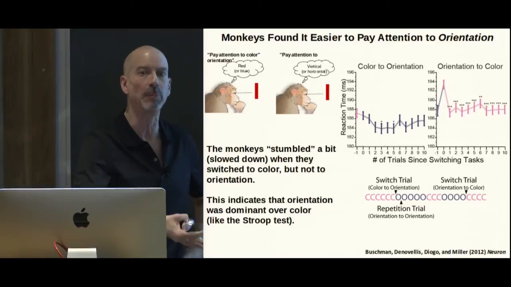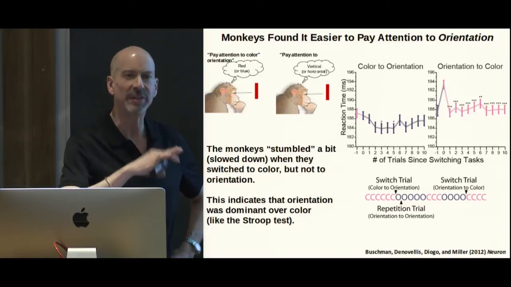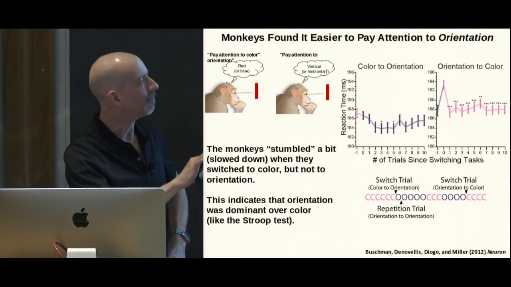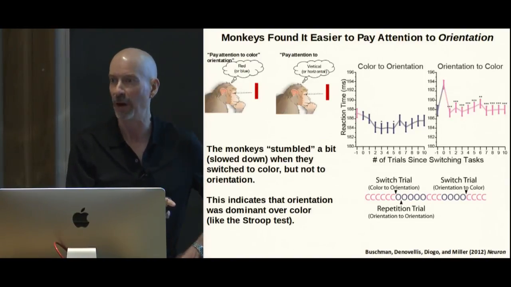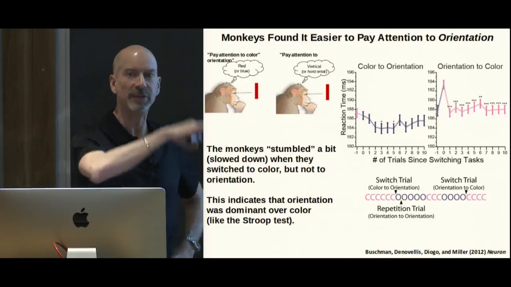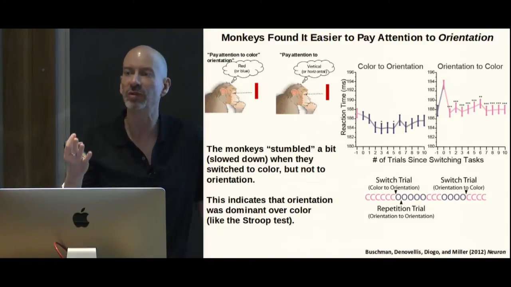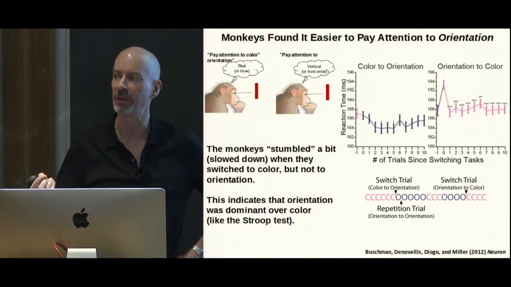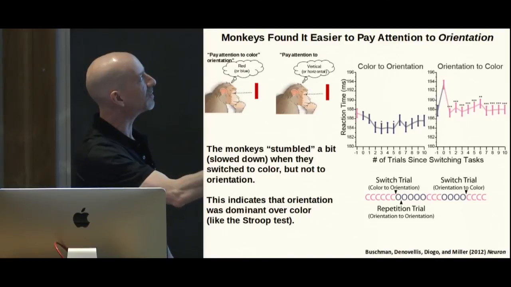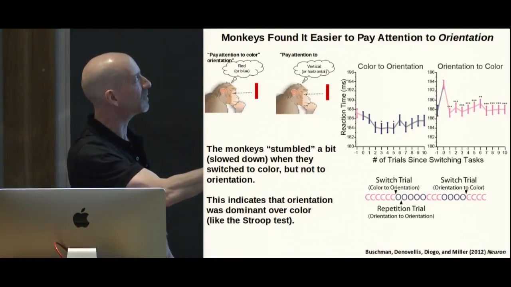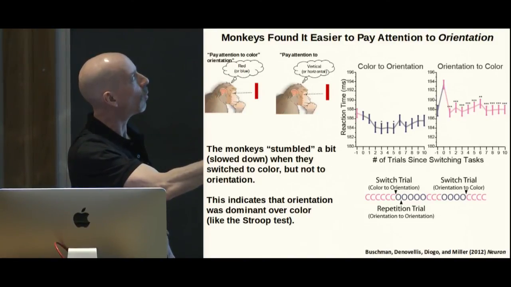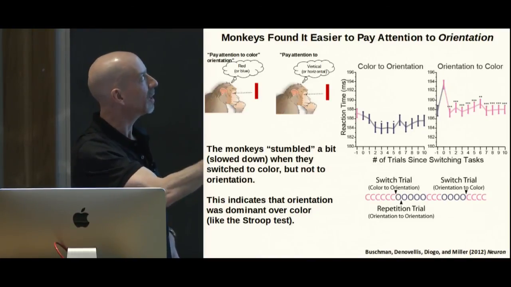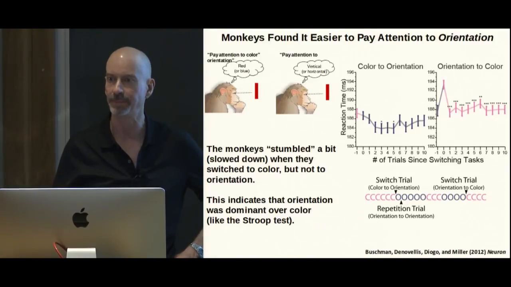It's a cognitive stumbling. You see this in humans and other animals. They will make mistakes sometimes right after a switch. But generally what happens is you get an increase in reaction time. The animal slows down a little bit, for one trial, sometimes two trials right after a switch. So we saw this increase. We saw these switch costs, this cognitive stumbling, when the monkey was switching from orientation to color, but we saw no such switch costs, no stumbling, when the monkey was switching from color to orientation.